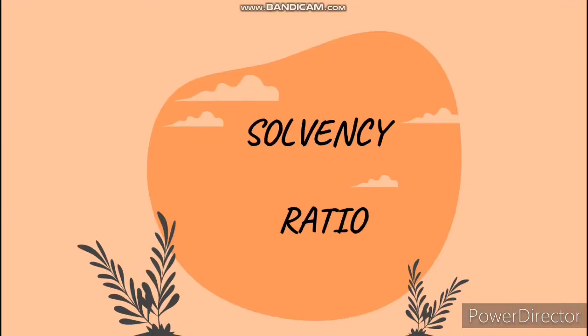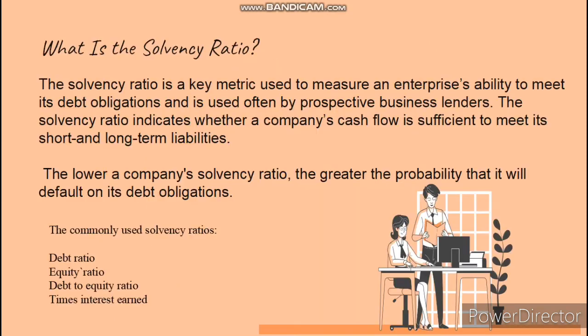Okay, so the next one is solvency ratio. This is chapter 2. What is solvency ratio? Solvency ratio is a key metric used to measure an enterprise's ability to meet its debt obligations and is used often by prospective business lenders. The solvency ratio indicates whether a company's cash flow is sufficient to meet its short and long-term liabilities. The lower a company's solvency ratio, the greater the probability that it will default on its debt obligations.